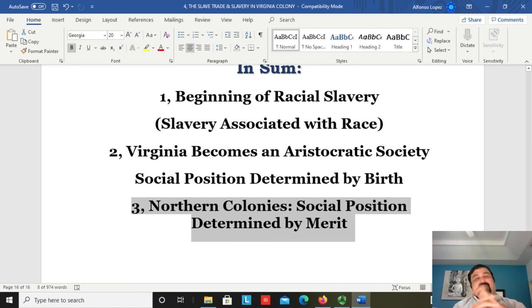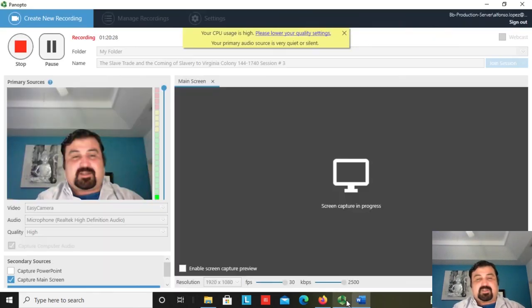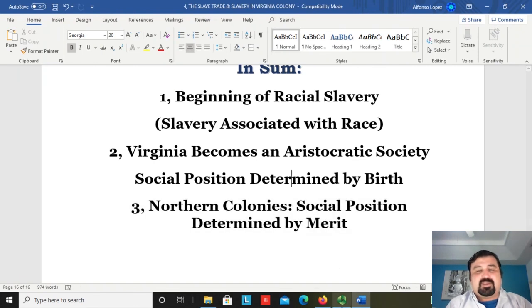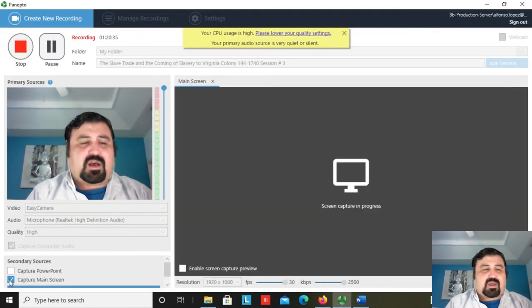Okay, so again, this is really shaping, of course, the colonies in very different forms. The upper colonies and the southern colonies are going to be moving in different directions. The social structures are being formed in a very different way with the introduction of African slavery, of course, in Virginia. Okay, so that's all we have. Of course, with that, we end our discussion on this topic. This is the end of the fourth topic on the slave trade and slavery in Virginia colony.